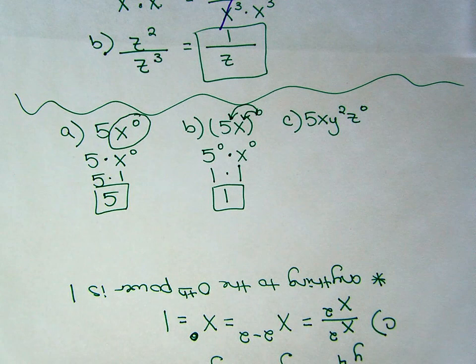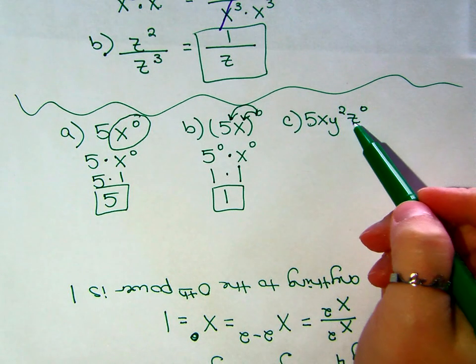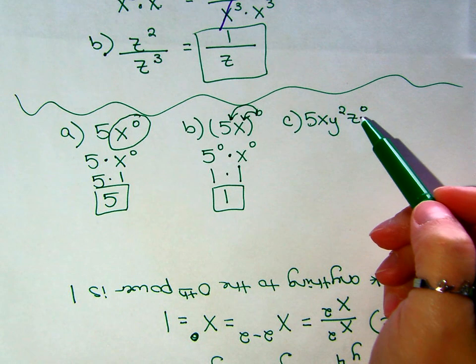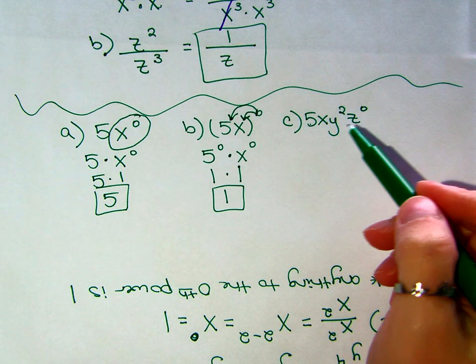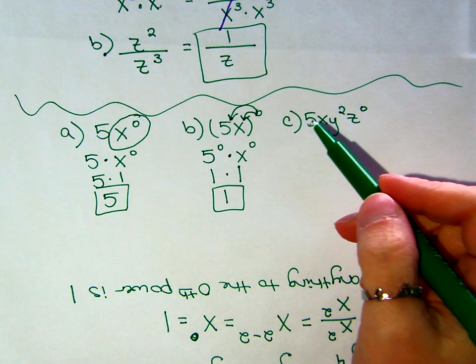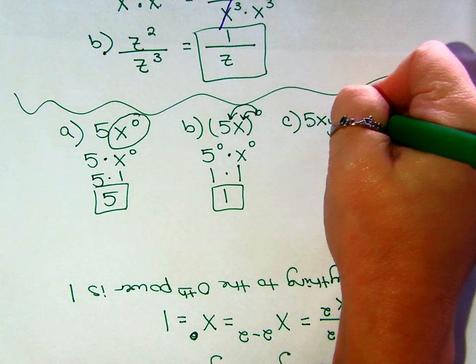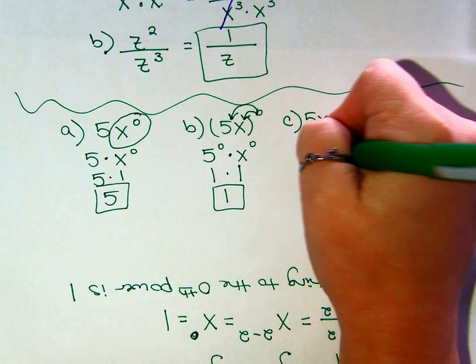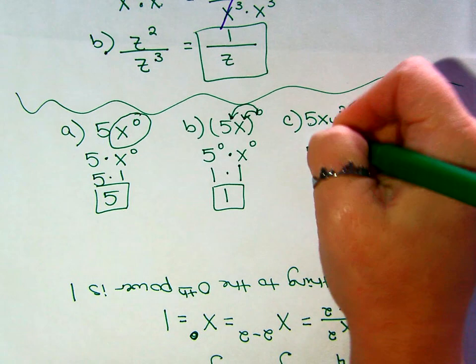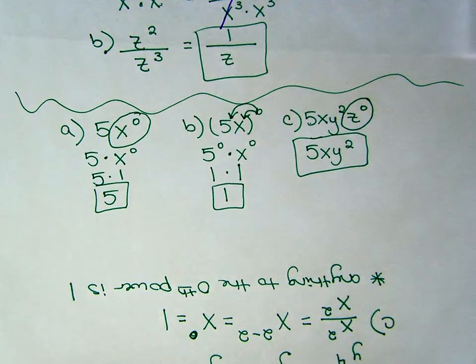So here I have 5x y squared z to the 0th power. This one's very similar to the first one, but again, I wanted to accentuate the fact that that 0th power has nothing to do with the 5 or the x or the y. It only affects that z. So that z term ends up being 1 and everything else stays, so that you get 5xy squared. We can't combine anything else because all the bases are different. I like to point out the parenthesis thing because some people don't use parentheses, some do, but these obviously mean very different things.